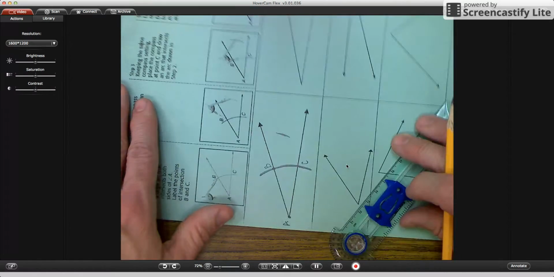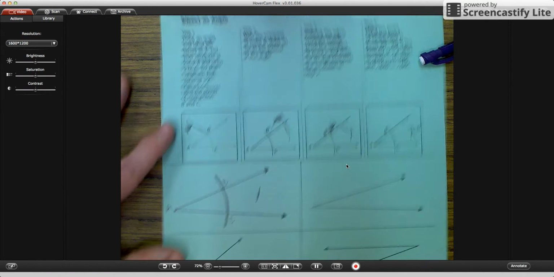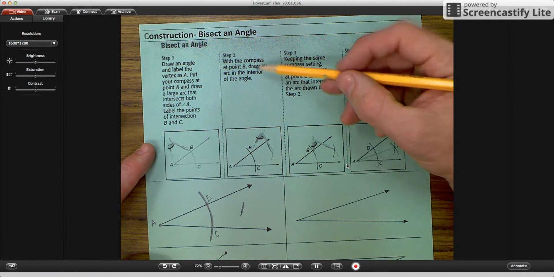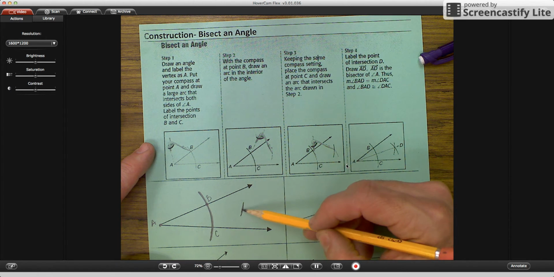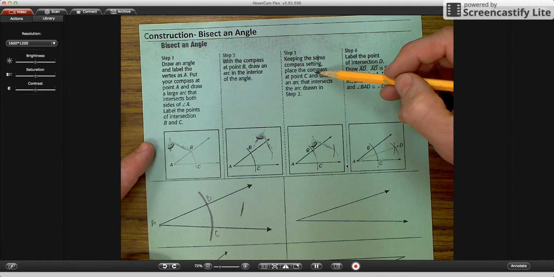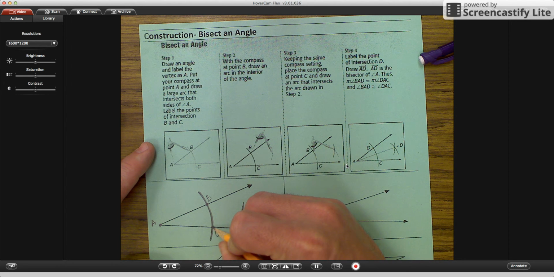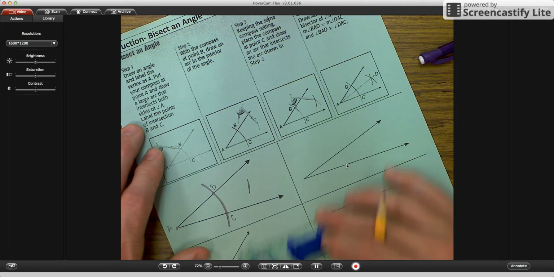Sorry, couldn't really see it that well. So that was here with the compass at point B. Draw an arc in the interior of the angle. There was our arc. Then it says, keeping the same compass setting, the same distance, place the compass at point C. So now we're going to go over to point C, and we're going to draw the same arc.